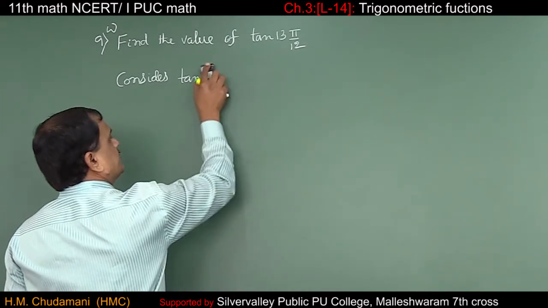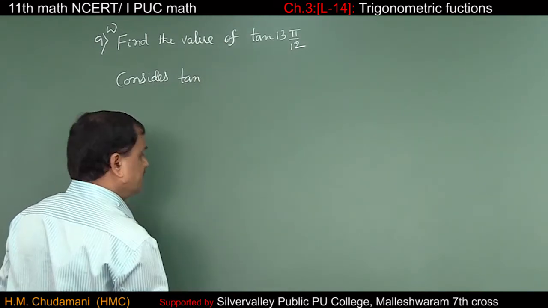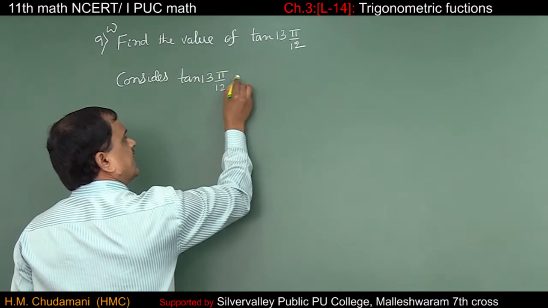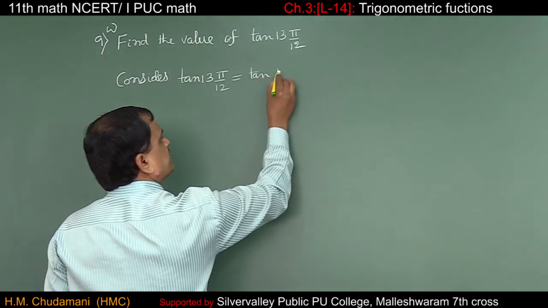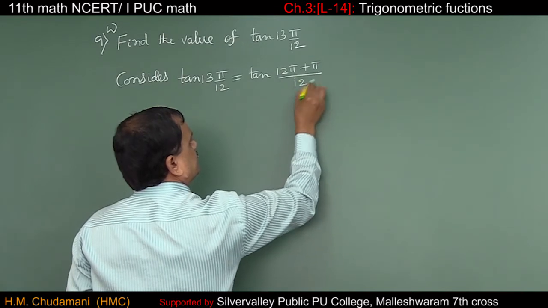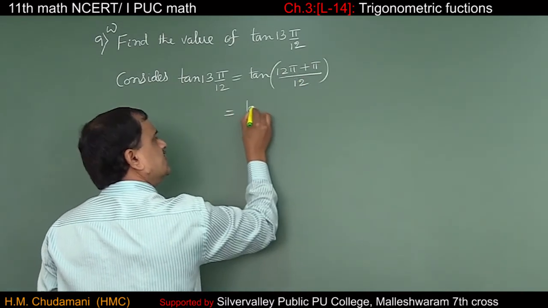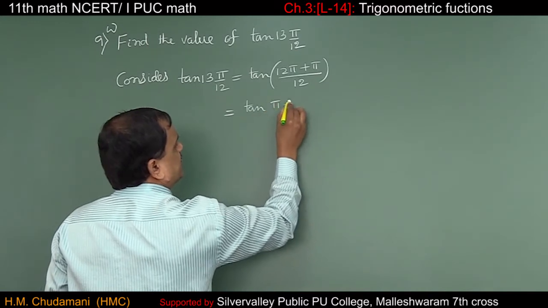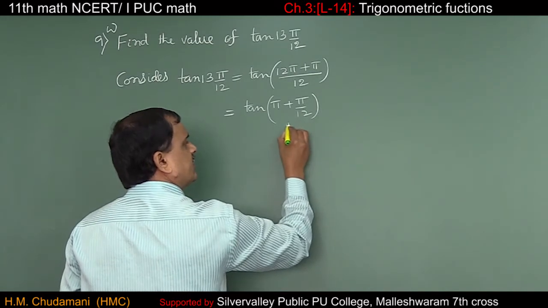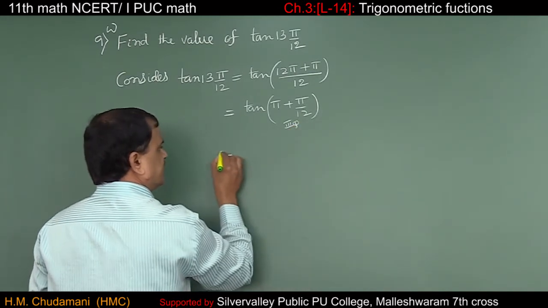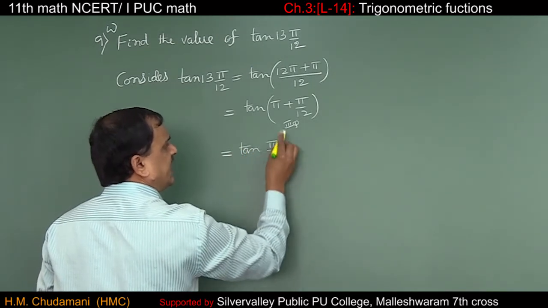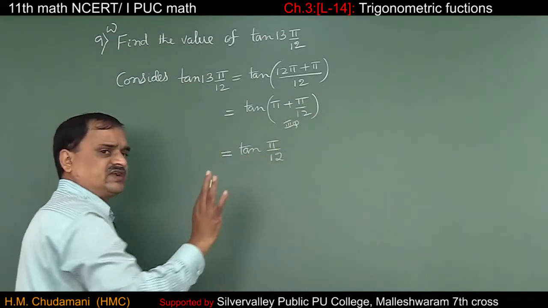We can write tan 13 pi by 12 as tan of 12 pi plus pi divided by 12, which is nothing but tan of pi plus pi by 12. 180 plus theta is the third quadrant. In the third quadrant, as per the ASTC rule, it is tan theta. Tan of 180 plus theta means tan theta.